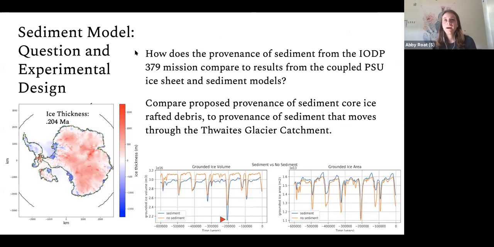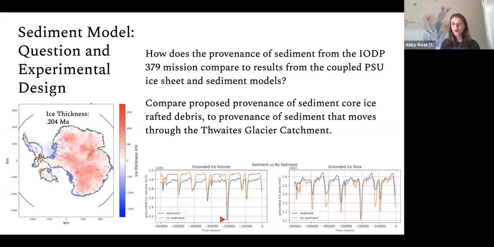So the Penn State ice sheet model can be coupled with a sediment model, which outputs sediment thickness and flux and essentially evolves sediment under the ice sheet over time. And so that's what I looked at for my model experiment. My goal was to compare the results from the coupled Penn State ice sheet and sediment models to provenance of sediment from the IODP sediment cores that Christine got.